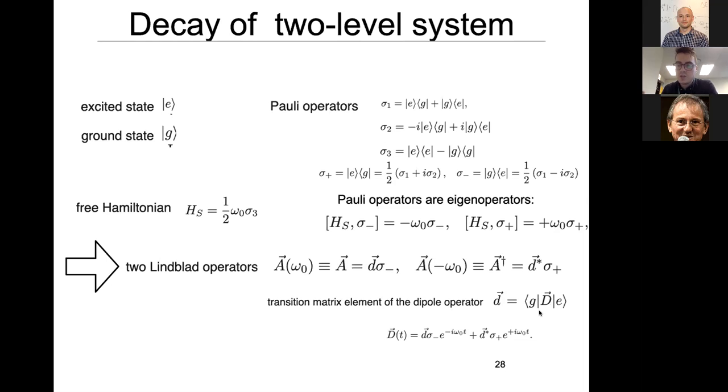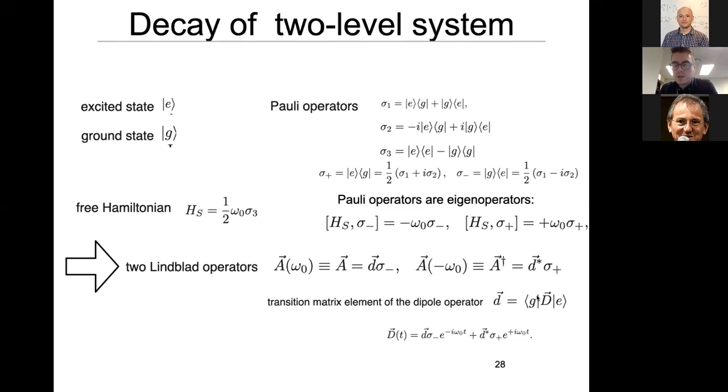And again, this just comes from the theory of light-matter interactions, but basically what you can argue is that this matrix D only contains off-diagonal elements. So basically its diagonal elements are vanishing. And we can define the transition matrix element of the dipole operator in this way.